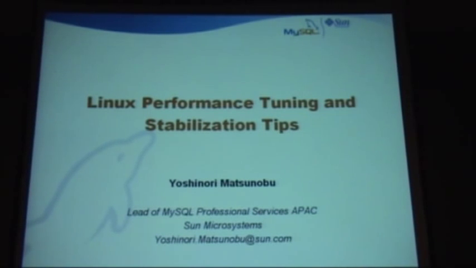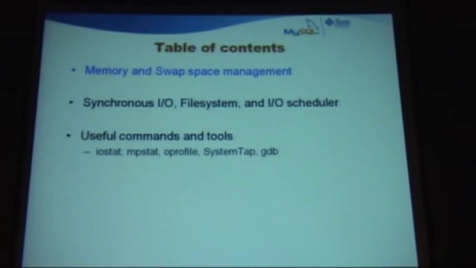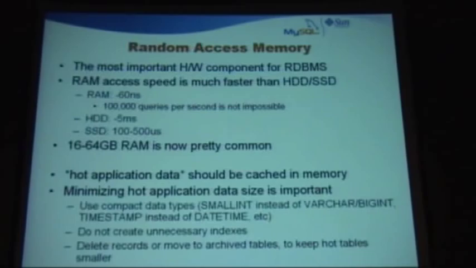So let's start the Linux performance tuning and stabilization tips session. This is today's agenda. The session consists of 3 parts. Part one is memory and swap space management. The second part is synchronous I/O, file system, and I/O scheduler. The third part is useful commands and tools like iostat, tmpfs, SystemTap, GDB, etc. Okay, let's start with memory management.